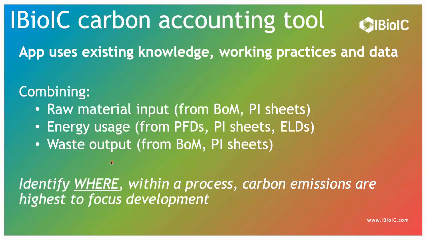There's going to be all sorts of information. We can get raw material inputs from things like the bill of materials or the process instruction sheets. We should understand a lot about energy usage from things like the engineering line diagrams, and obviously we can account for some waste. Ideally, what we end up with in that situation is identifying exactly where within a process the carbon emissions are highest. Even though we won't necessarily get the most precise number at this point, we should at least be able to identify which stages are the most carbon inefficient, and what it is about that stage that creates such a big problem.